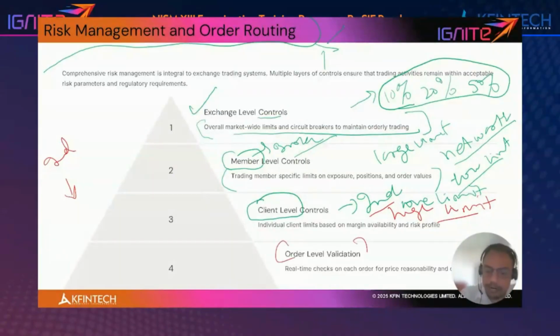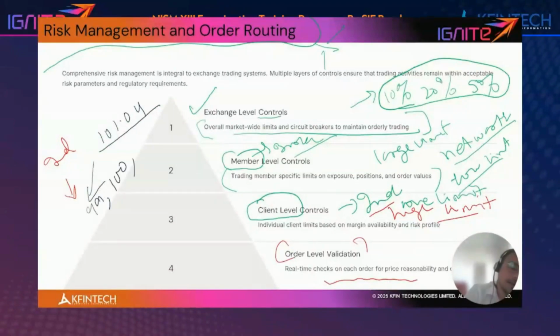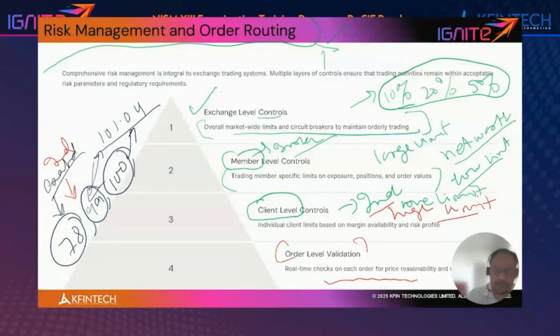And then the order level validation, real-time checks on order for price reasonability. It should not happen that the market is at 101.04 and you're trying to inject multiple orders at 99, 100, 78 and all those things, because these orders are not going to get executed, right? This might still get executed. This might also get executed, but this order is never going to get executed because it's unlikely that the price will fall by 25-30% in the current day.